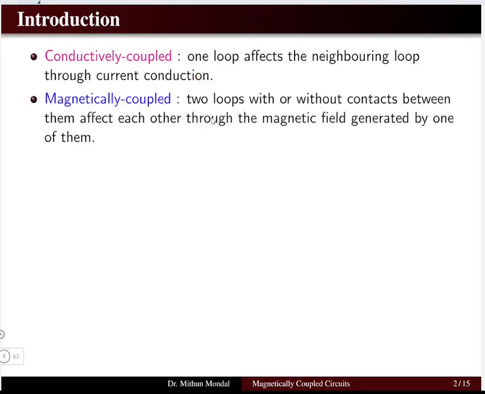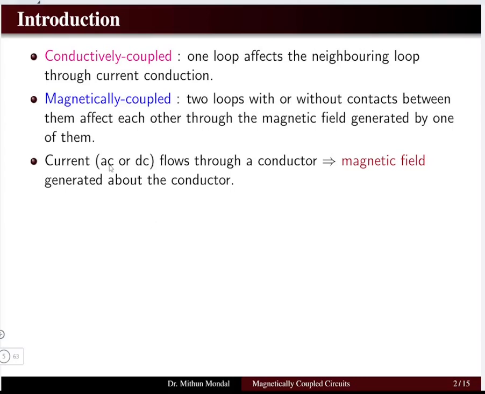On the other hand, if there are two loops which may or may not be in contact with each other, and one of them is affecting the other through the magnetic field linkage between the two loops, then that is said to be a magnetically coupled circuit. So the main point is that the loops may or may not be connected. However, the magnetic field between the two loops should be linked. In that case, the coupling effect is due to the magnetically coupled network.